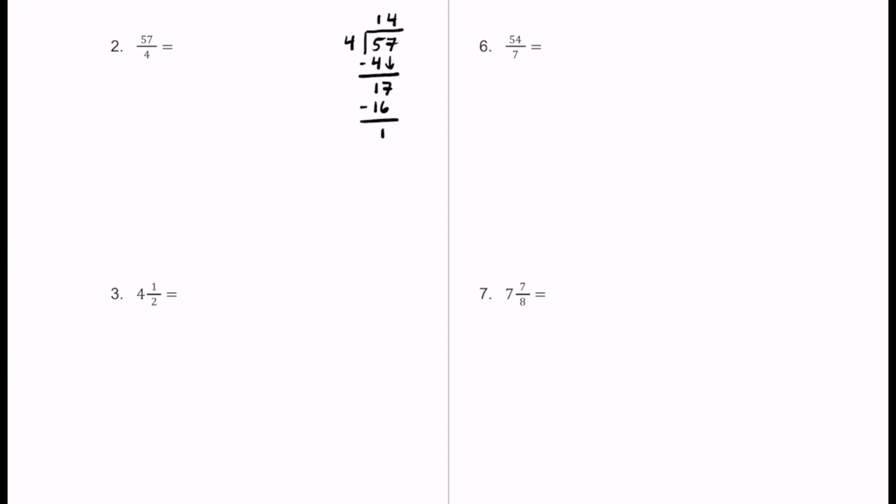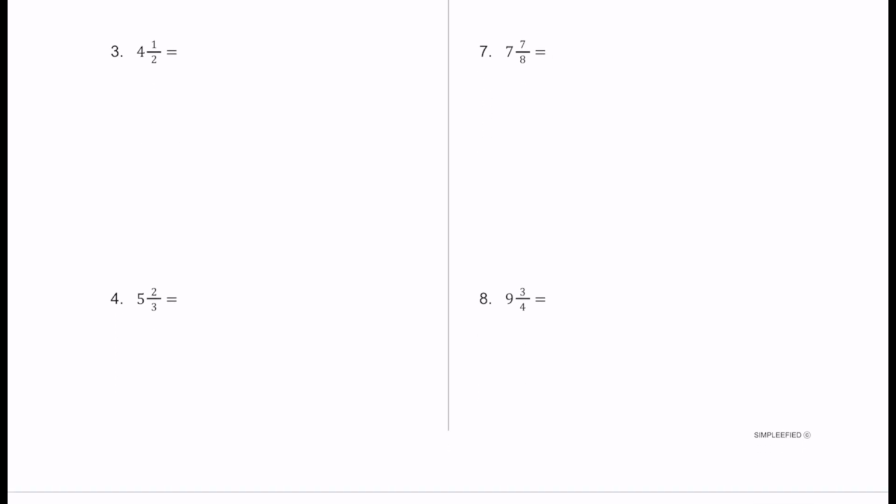Okay, so keep in mind, what do each of these numbers mean? Well, the 14, that's the quotient or the answer to the division problem. That's the whole number, that's 14. The remainder here we got was 1, so that's going to be the new numerator. And then what do we divide by, right? We divided by 4, so that's going to be the same denominator. So 14 and 1/4 is the same thing as 57/4.